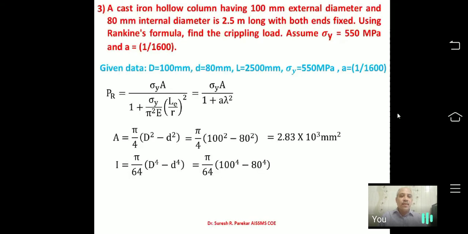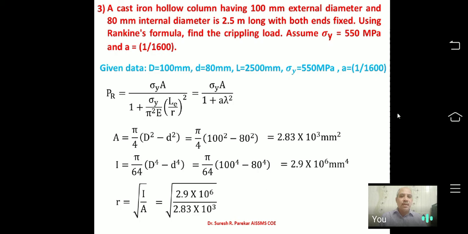So we are going to get value of I. Now knowing value of I, we can get value of R. We have R equal to under root of I by A, and that gives me 32.01 millimeters. Now if we go to the next, we are going to get LE upon R. So LE we have 2500.